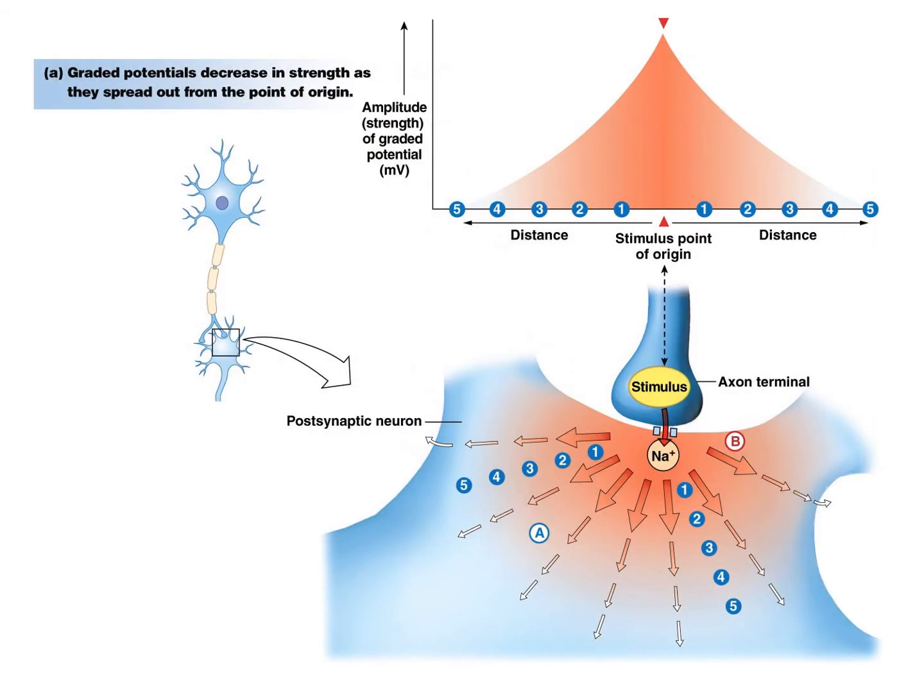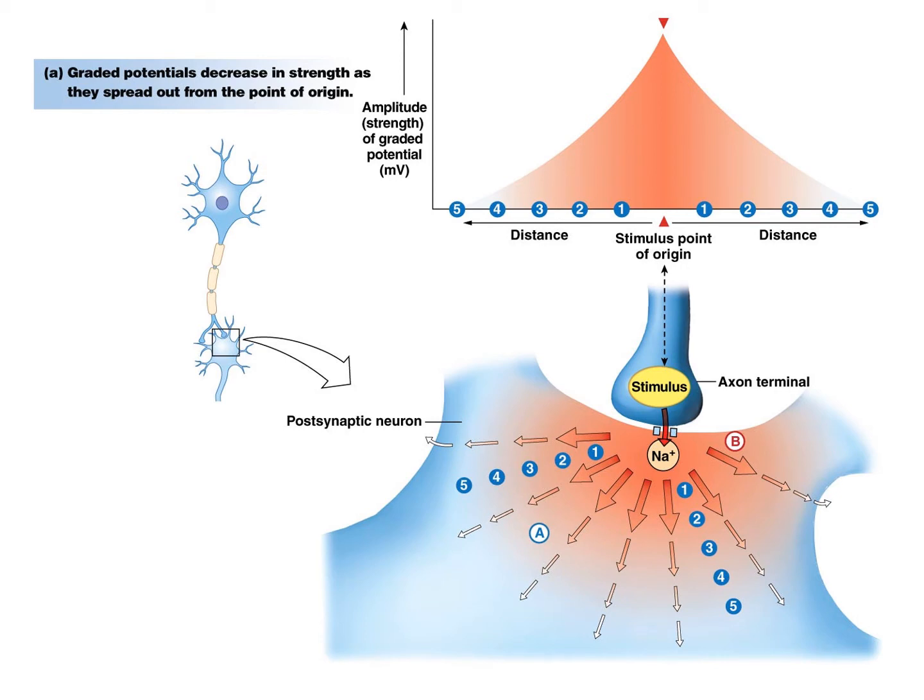Here is that phenomenon illustrated graphically in two ways. So here is the stimulus point of origin. This is a depolarizing stimulus. We're using sodium in this case. And so the voltage rises the most at that point of origin, but as you spread away from that point of origin along the cell surface, the membrane surface, the overall amplitude of voltage change weakens.